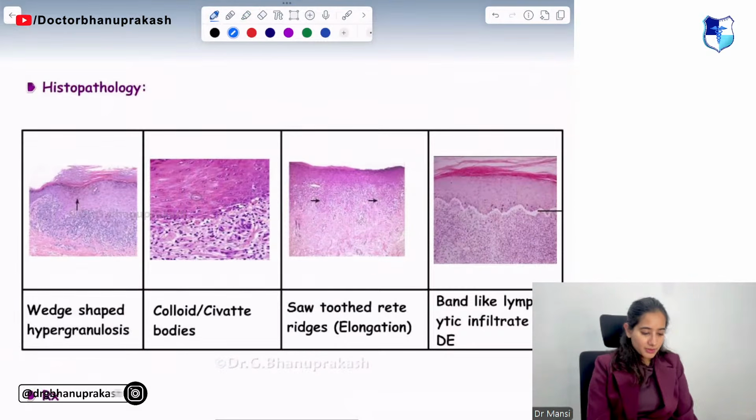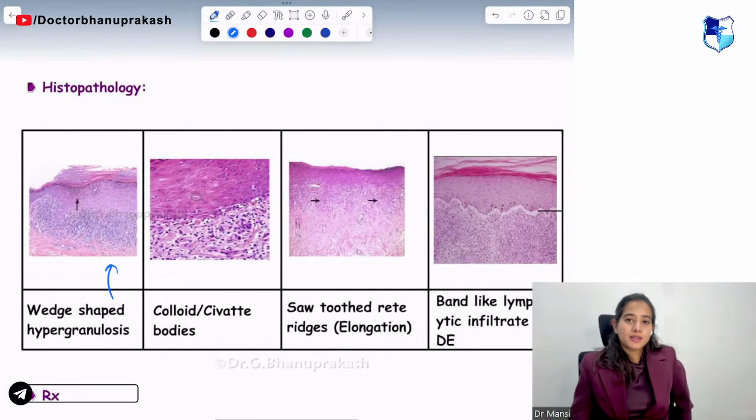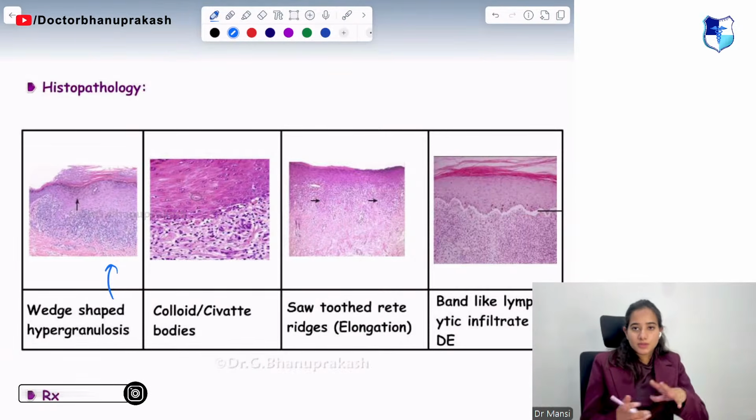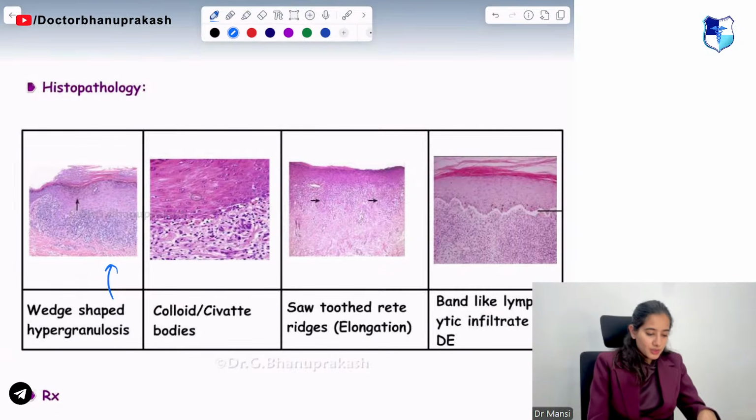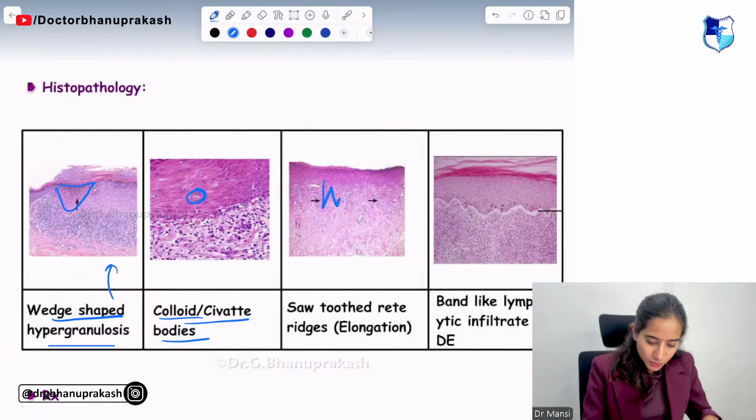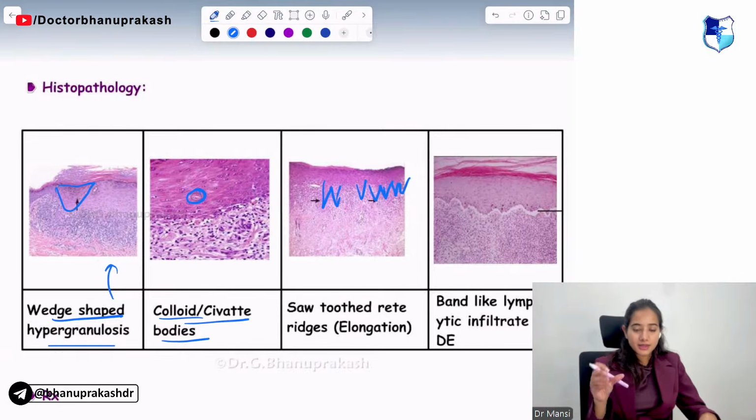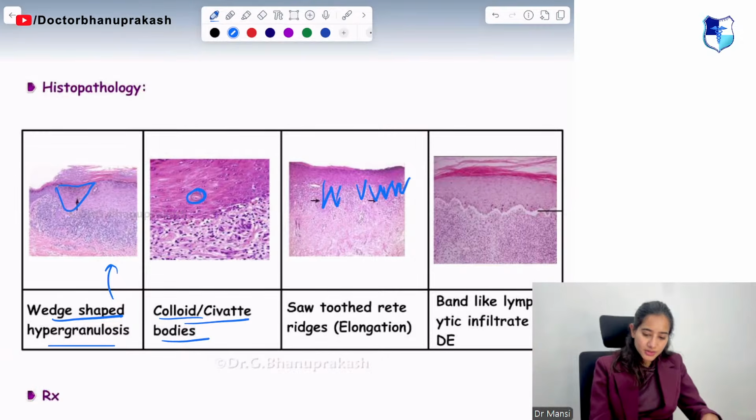Then we have these histopathological images, which we have to remember about lichen planus. Sometimes they give a clinical case history and they just give two images, one of the lesion, and then they add the histopathological image as well. So there is a wedge-shaped hypergranulosis which is seen. Civatte bodies or colloid bodies can be seen, and saw-toothed rete ridges are present. So these are elongated like teeth. Okay. Then there is band-like lymphocytic infiltration, which is seen.